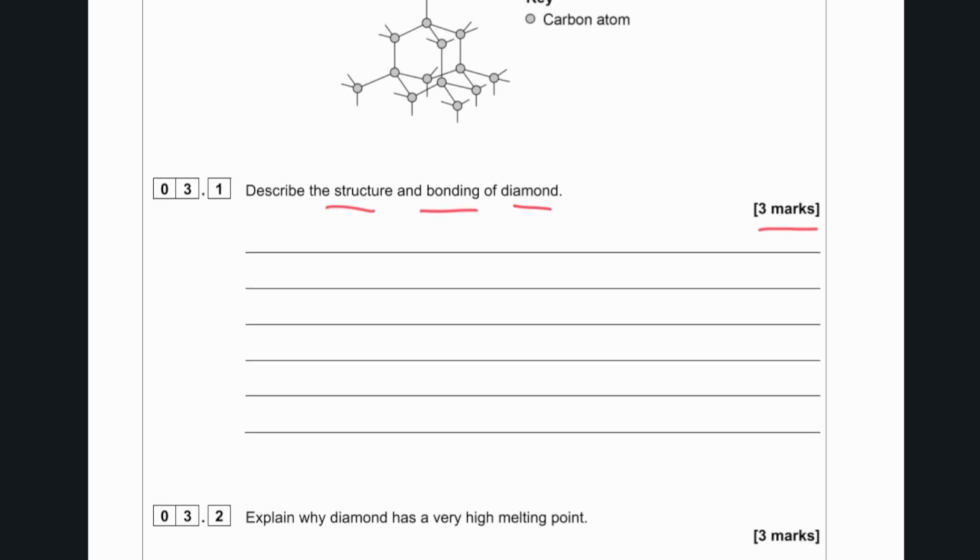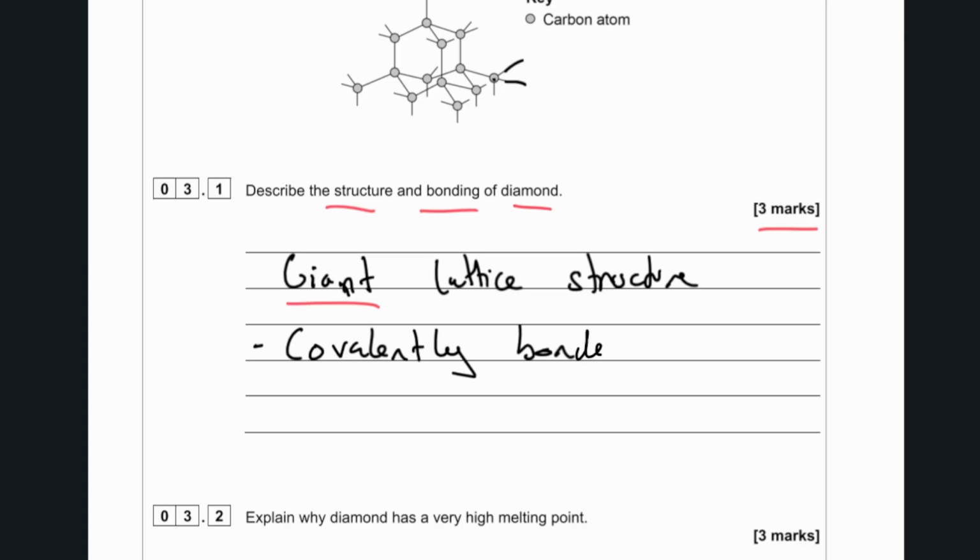So the first thing we can say is that diamond is a giant structure, okay? It's a giant lattice structure, and you can see the way it's arranged here. All of these atoms are bonded to other atoms in this giant lattice structure. The key thing here is giant. It's not a molecule, it's a giant structure, okay? That's what makes it different. The other thing we can say, these are covalent bonds. So it's covalently bonded. We're talking about the bonding.